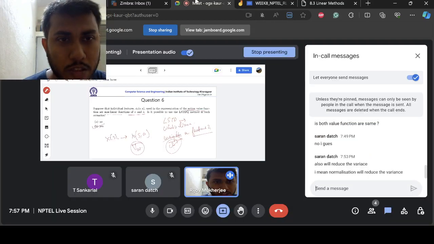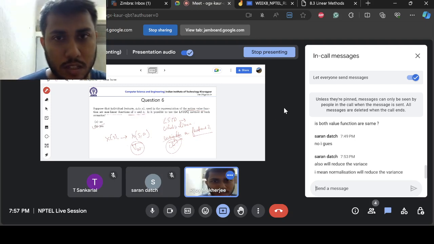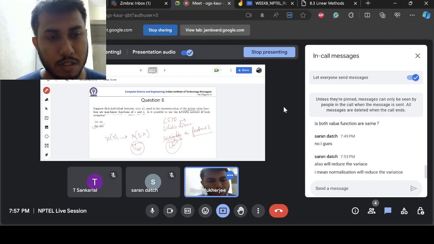Understand this? This question is clear. Why can we use non-linear S and A? Because the linear operator, gradient descent, you are applying on your weight vectors, not on your feature vectors. So that is not going to be an issue.